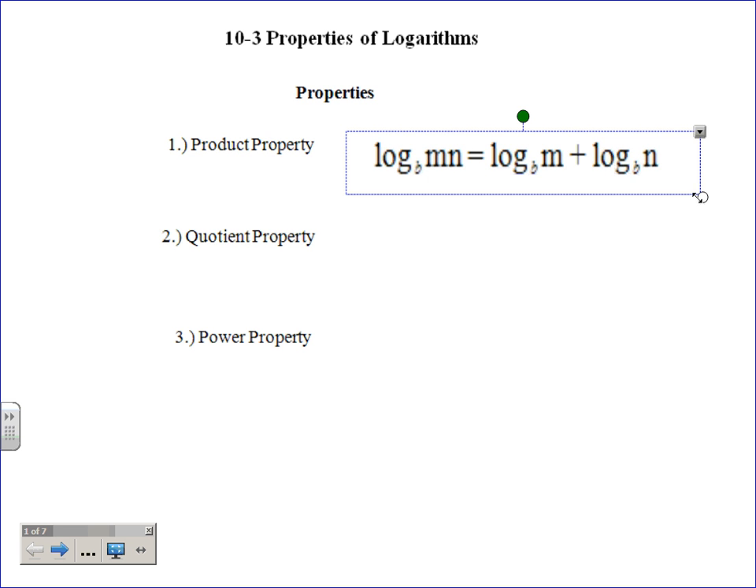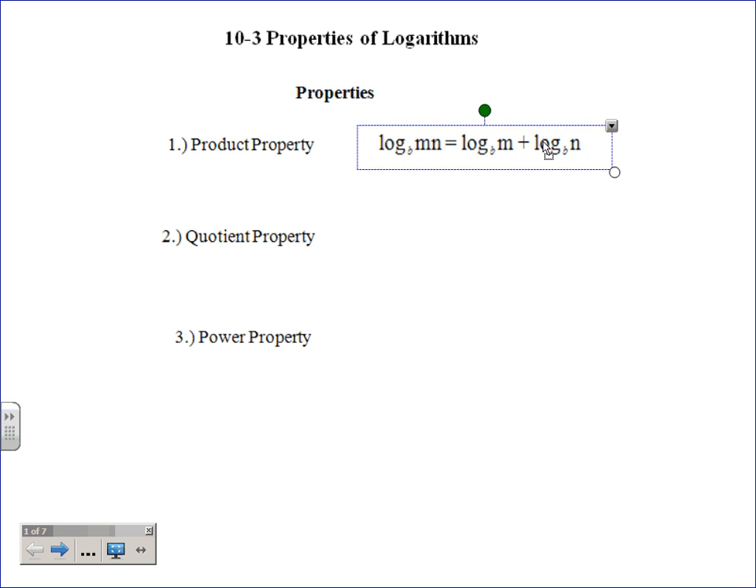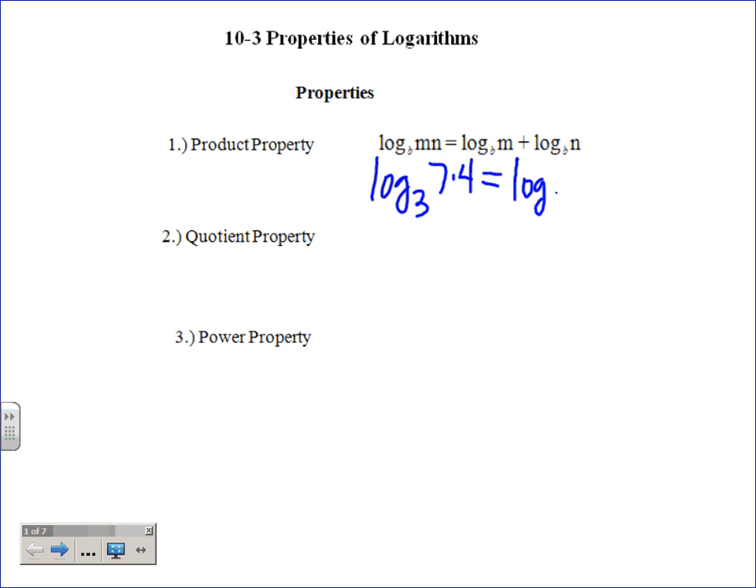So let's make this back down to the size it was before. I'll start one and see if you can come up with it. Let's say it was log base 3 of 7 times 4. We don't have to, but if we wanted to, I could write this as log base 3 of 7 plus log base 3 of 4.